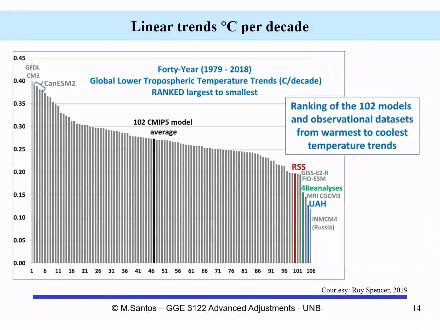The models that are closest to the data sets are the Russian model INM-CM4, the Japanese model MRI-CGCM3, and the US GISS-E2R and the FIO-ESM models. We can say that these models fit very well with observations, while the others are basically overestimating the heat.